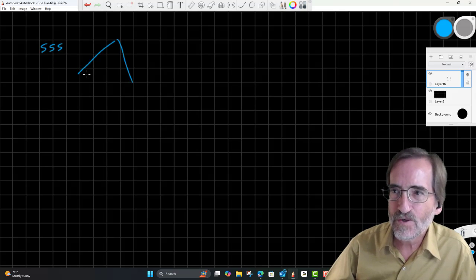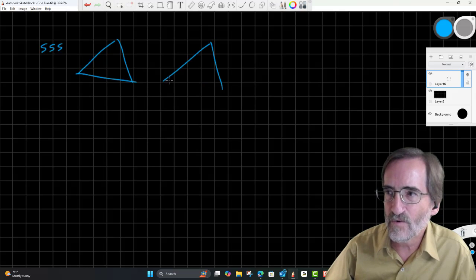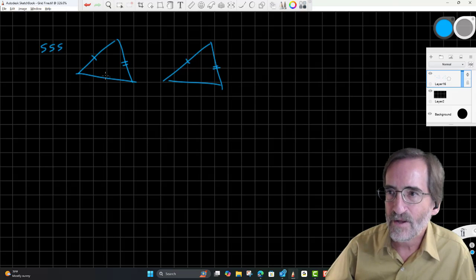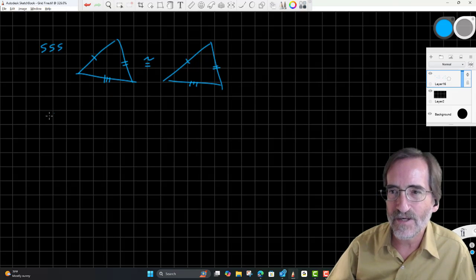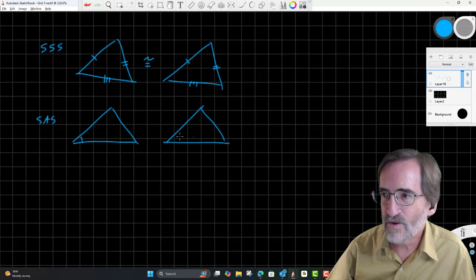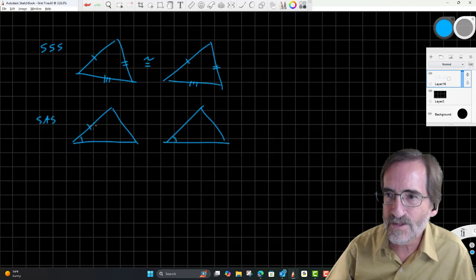It is sufficient for two triangles to have three pairs of congruent sides. That is, if this side is congruent to this side, and this side is congruent to this side, and this side is congruent to this side, then the triangles are said to be congruent by side, side, side. Likewise, we've demonstrated that if a triangle shares a congruent angle with another triangle, and the included sides are also congruent, then the triangles are congruent by side, angle, side.